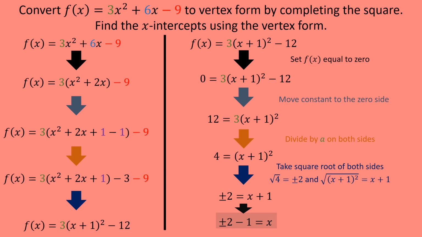And so this gives us two different values. When x is equal to positive 2, I take positive 2 minus 1, and that gives me 1. And when we take the negative 2 on the left side, we get negative 2 minus 1, which is negative 3, and so x is equal to negative 3. And so our x-intercepts have x values of negative 3 and positive 1, and so we can write them in the coordinate form.